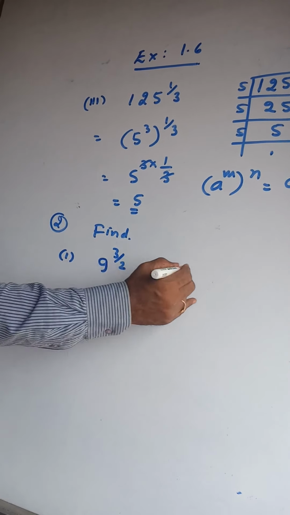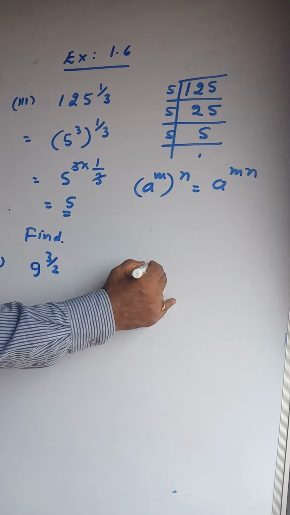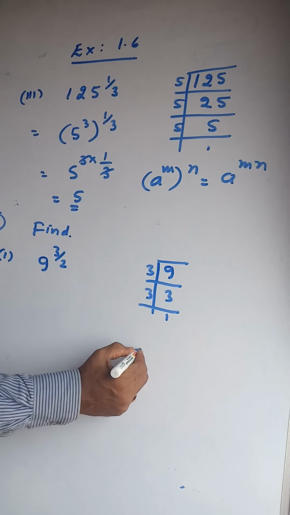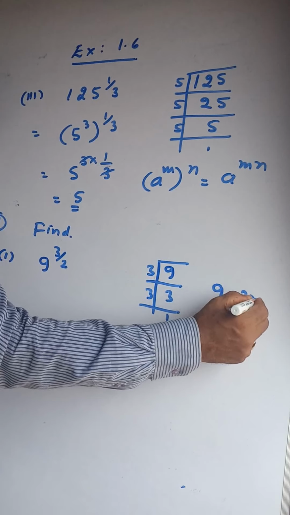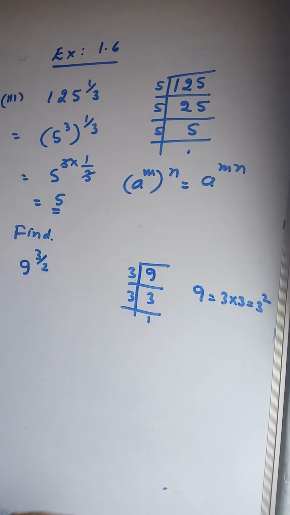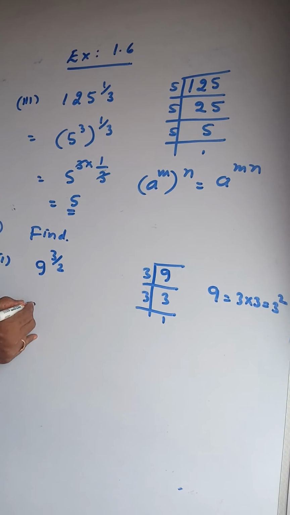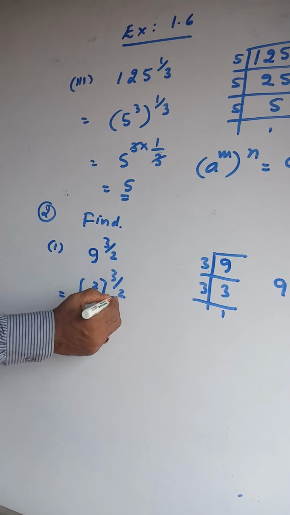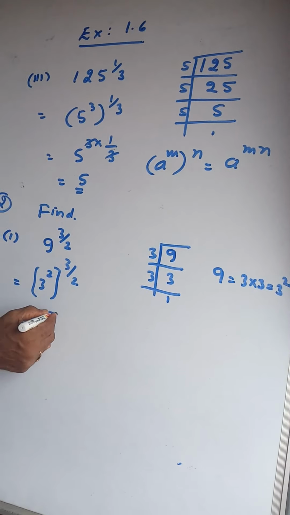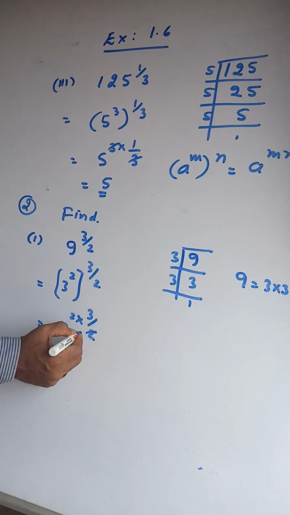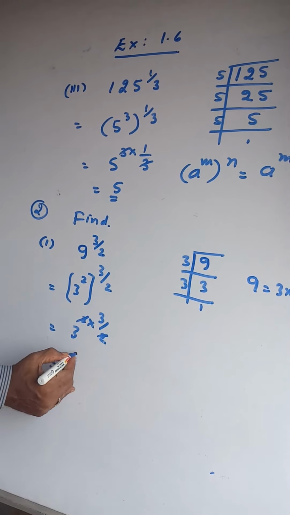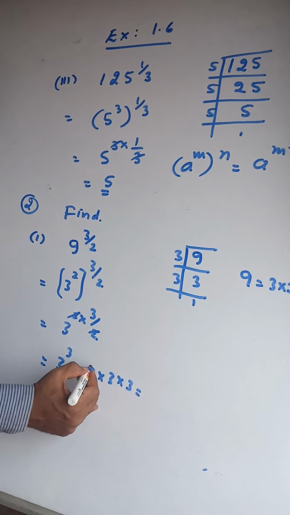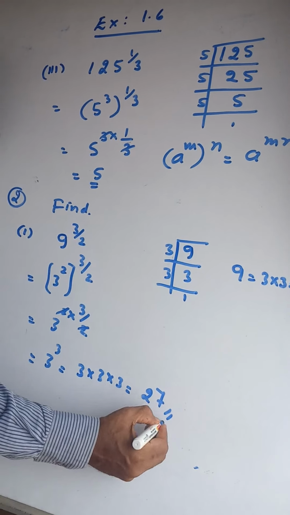Okay, for 9 we will take in the rough: 3 3s are 9, 3 1s are 3. 9 can be written as 3 into 3, which is 3 square. We will write it as 3 raised to the power of 2, whole raised to the power of 3 by 2. Here 3 raised to the power of 2 into 3 by 2. The 2s get cancelled. 3 raised to the power of 3. 3 into 3 into 3. 3 3s are 9, 3 9s are 27.